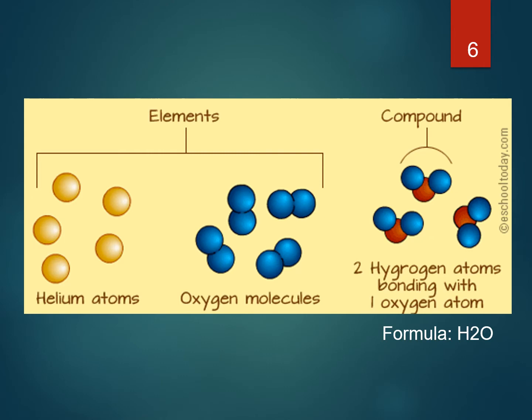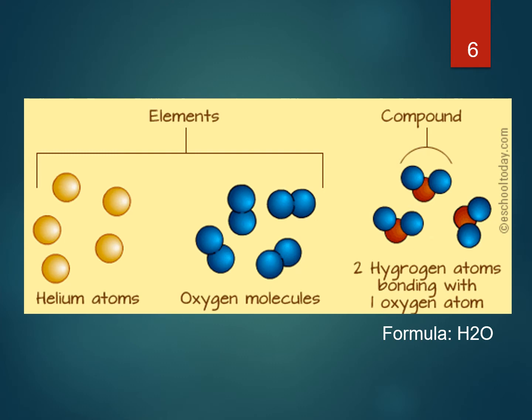That's right. The helium atoms on the far left represent an element, a single pure type of substance. Helium can also be found on the periodic table. Oxygen molecules, like you see here, are the same types of atoms that are bound together in a group. These happen to be in pairs.